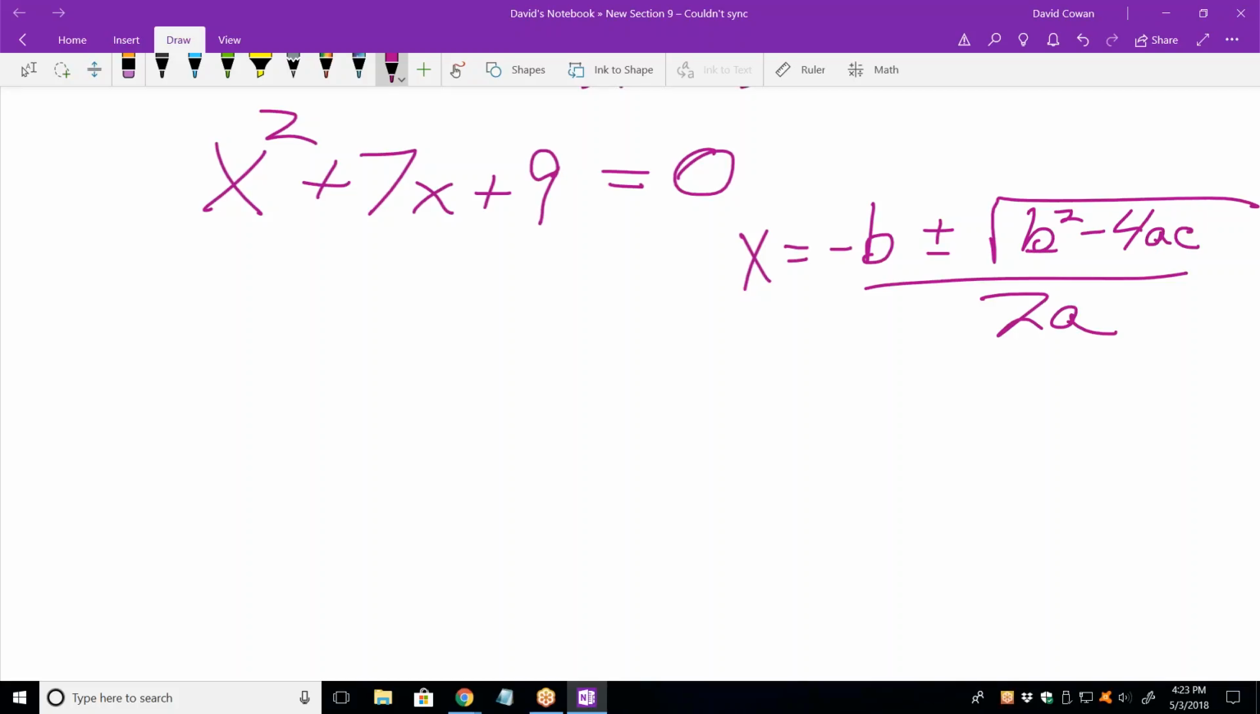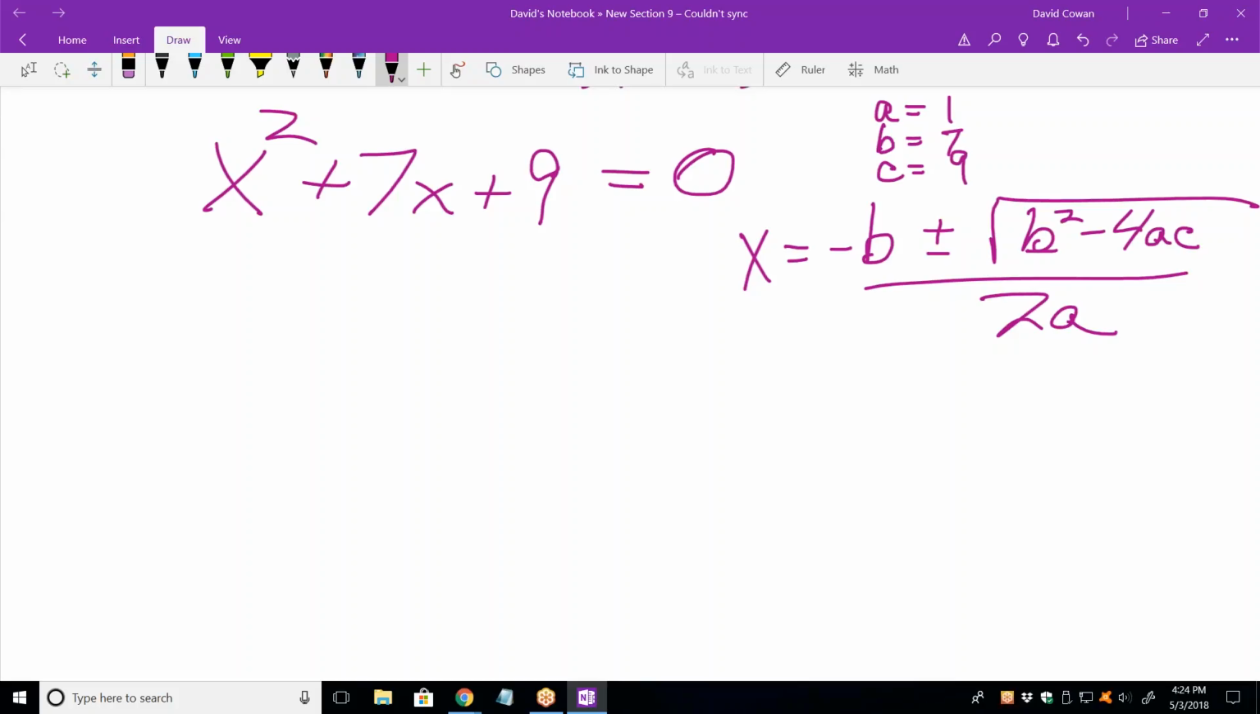Now, for the problem that I just wrote, tell me what A, B, and C are. A is the coefficient of x squared in this. It's always the coefficient only. There's never an x in these. These are numbers only. A is 1. What's B? B is 7. What's C? C is 9. Okay. Now we're ready to apply the quadratic formula.